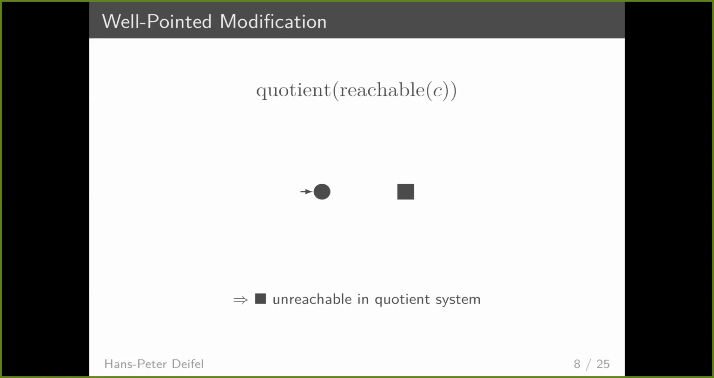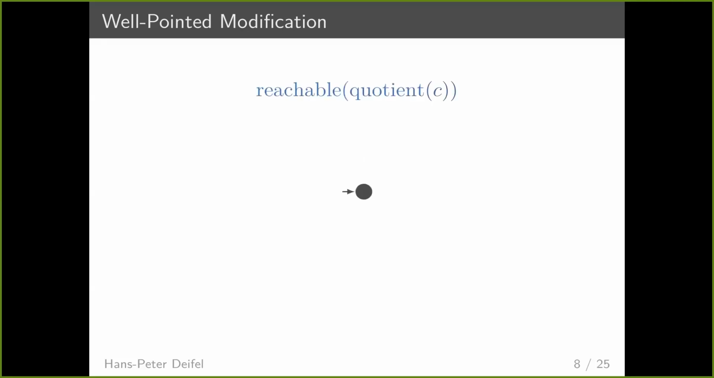And so the lesson is that we need to change the order. We need to do quotient computation first, and only then remove unreachable states, because quotienting can produce new unreachable states. And this is now called the well-pointed modification of a given coalgebra. And the thing to note is that having this order is only necessary for functors that don't preserve inverse images. So if your functor does preserve inverse images, then you can use the more standard order of first computing reachability and then quotienting.